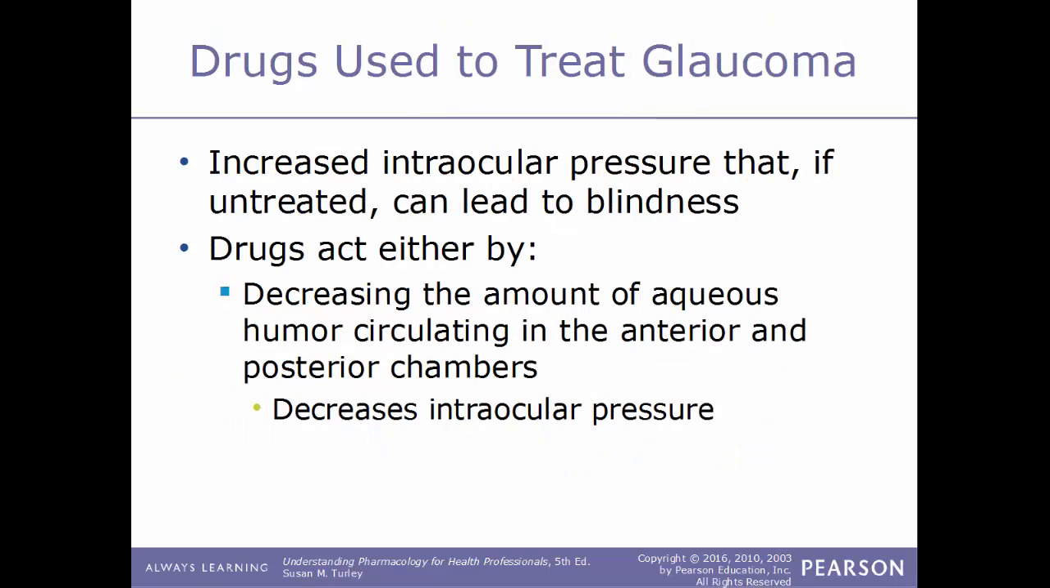Alright, now we'll talk about drugs that are used to treat glaucoma. Glaucoma is when you have an increased intraocular pressure, and if it goes untreated, can eventually lead to blindness. And drugs that would treat glaucoma act by either decreasing the amount of aqueous humor that's circulating within the anterior and posterior chambers of the eye. And if you lessen the amount of the humor within these chambers, you also decrease the amount of intraocular pressure.